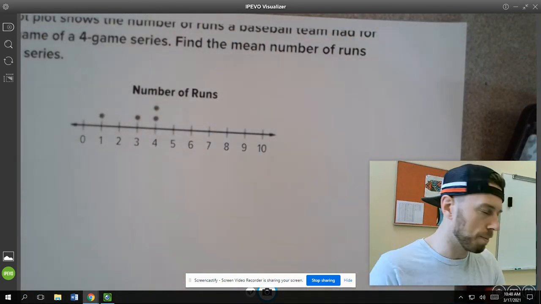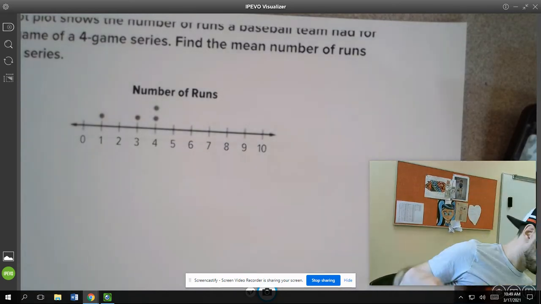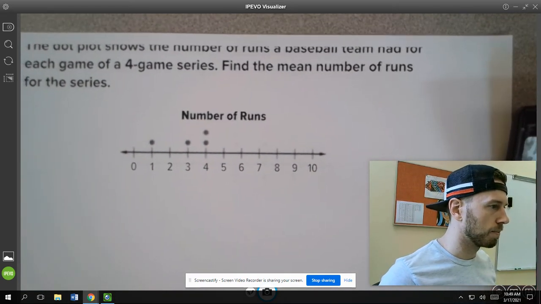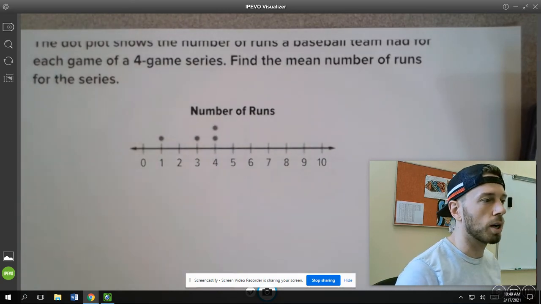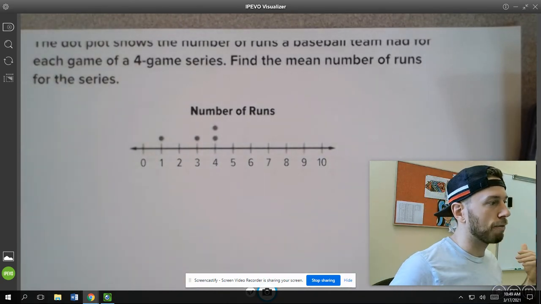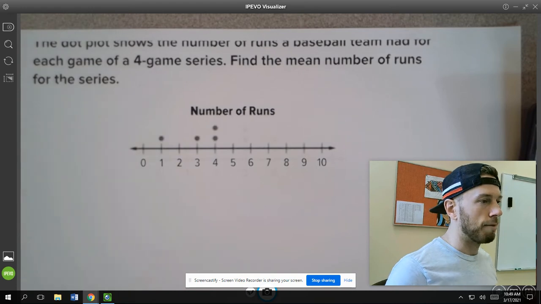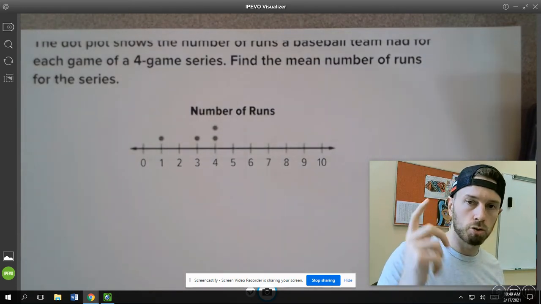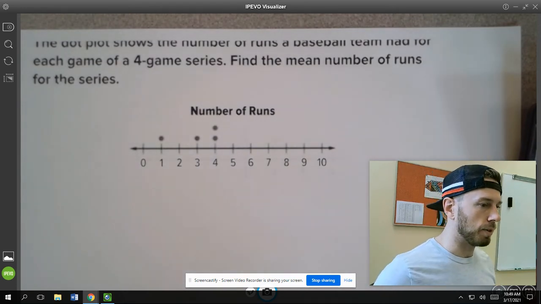Let's do one more, and then I'll let you get started on this. The dot plot shows the number of runs a baseball team had for each game in the 4-game series. Find the mean number of runs for the series. Go and try this one on your own, please, and then see if you got it right.